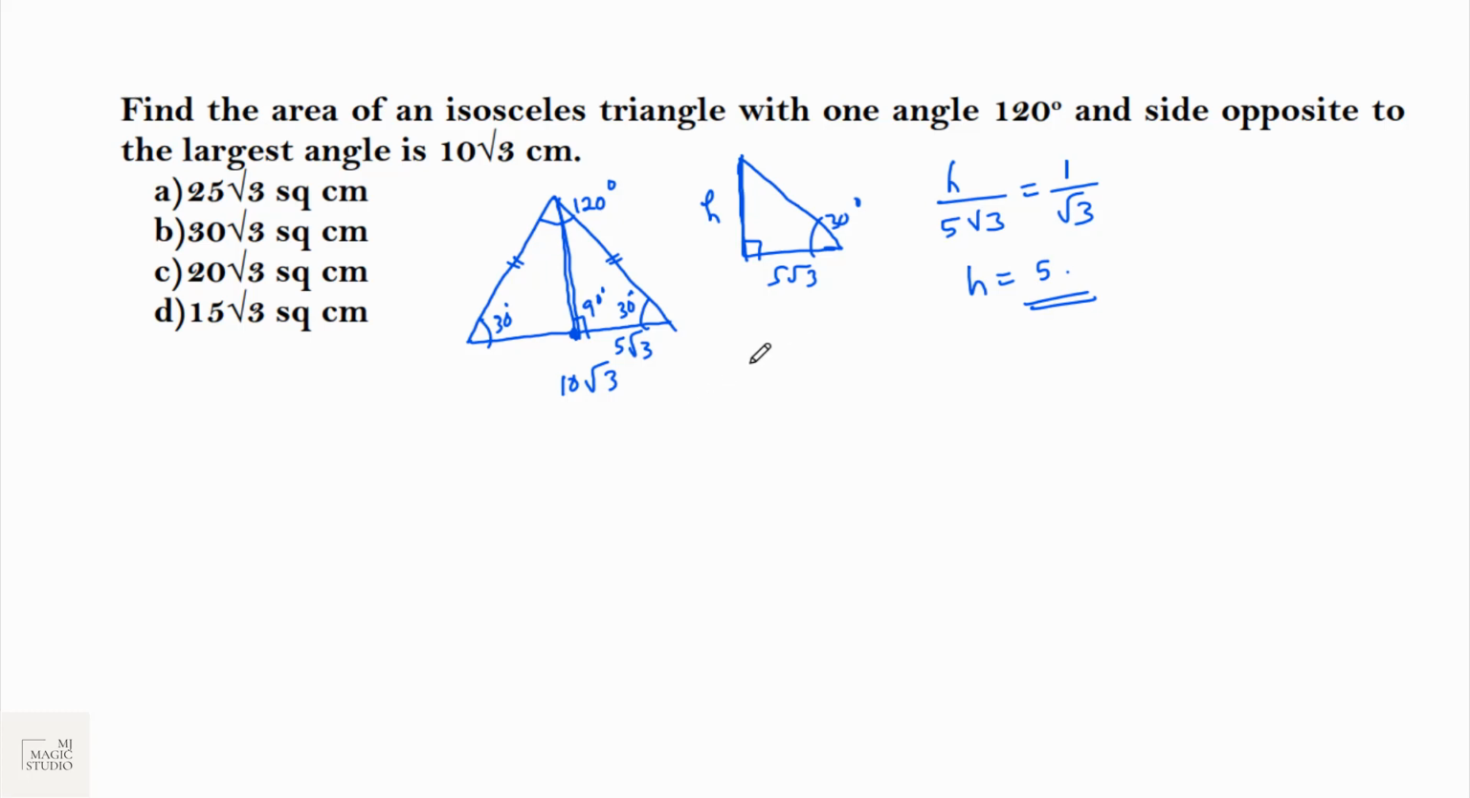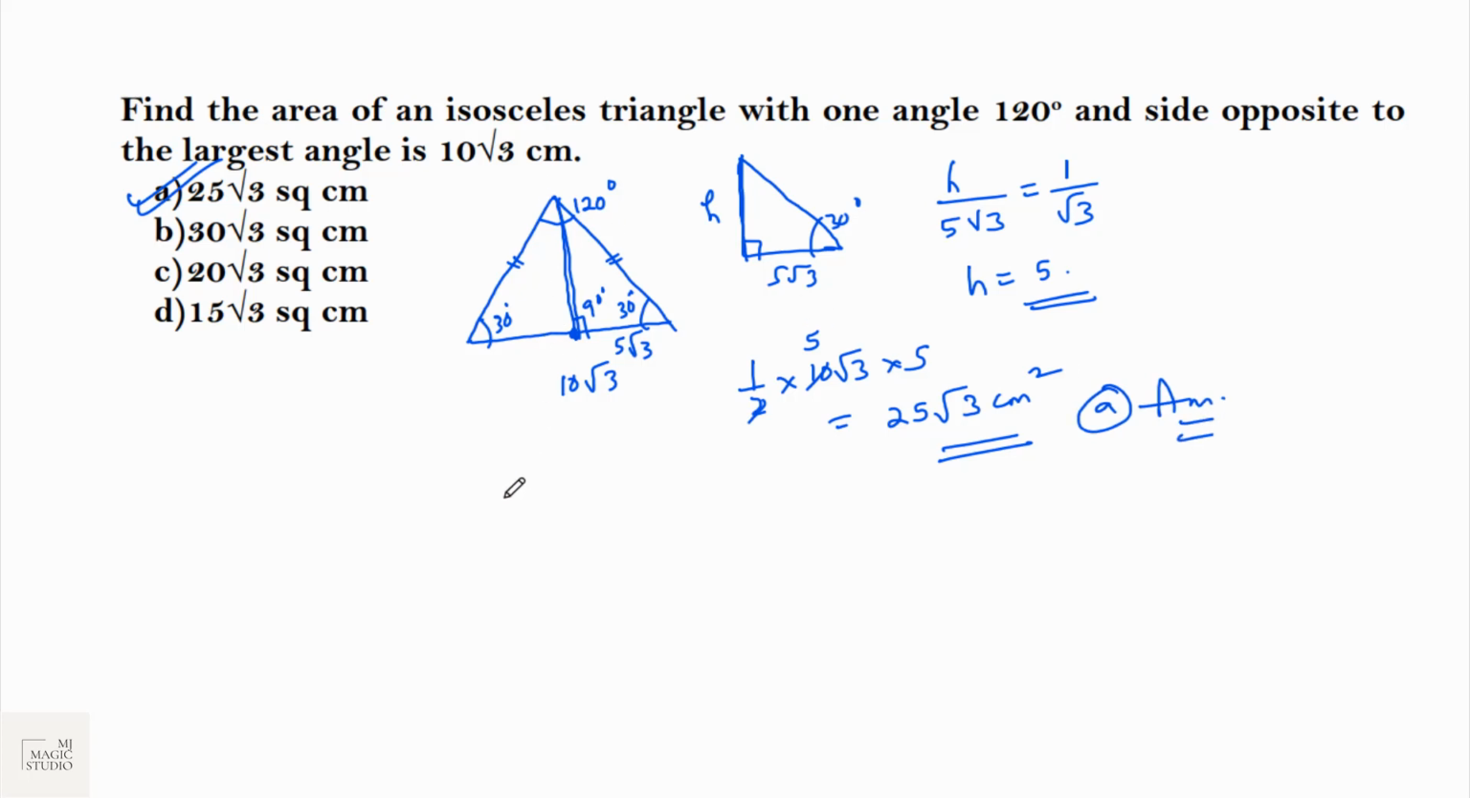So area of the triangle is given by half into base into height. Gone 5. So area of the triangle is 25 root 3 centimeter square or 25 root 3 square centimeter. That is in option A.